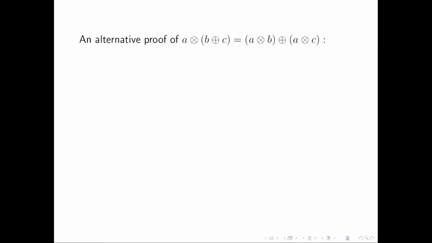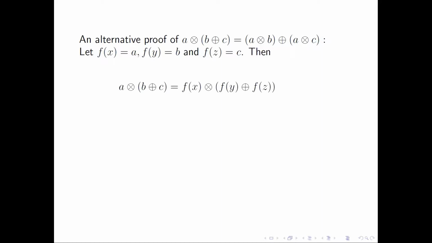We can prove the distributive property of the second algebraic structure using the isomorphism. Let f of x equals a, f of y equals b, and f of z equals c. Because f is a one-to-one and onto mapping, we can have the inverse of arbitrary real numbers a, b, and c. So from the left-hand side, we can replace a, b, c with f of x, f of y, and f of z.